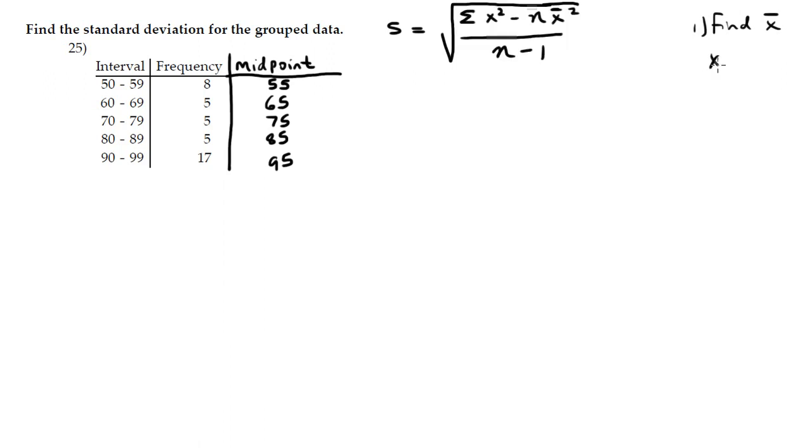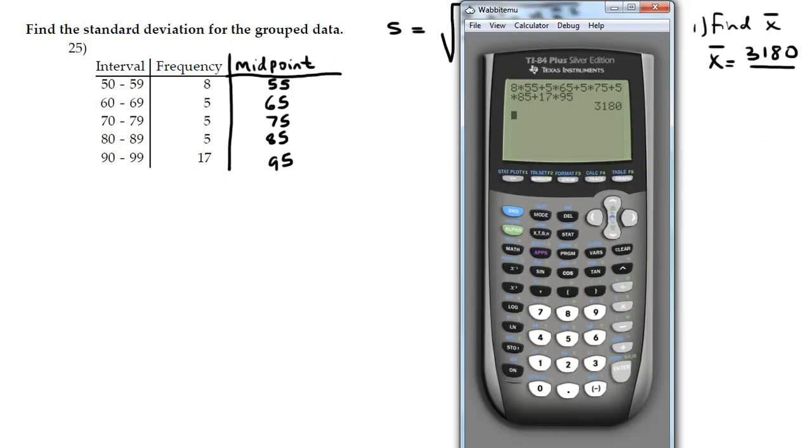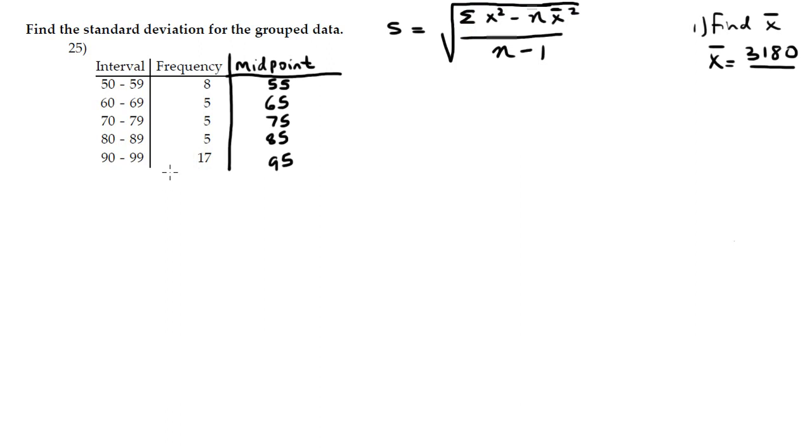So x bar equals 3,180 divided by n, since the numerator is the sum of the frequencies times the midpoints. But I need to know how many values I have. To find n, I'm going to sum the frequencies. N equals 8 plus 5 plus 5 is 10, 10 plus 5 is 15, 8 plus 17 is 25, 25 plus 15 is 40, so I've got 40 values in all.